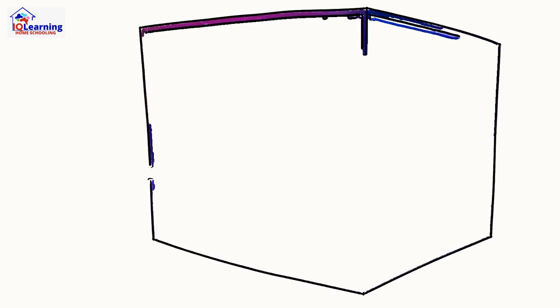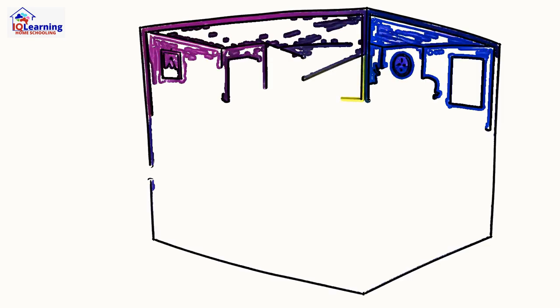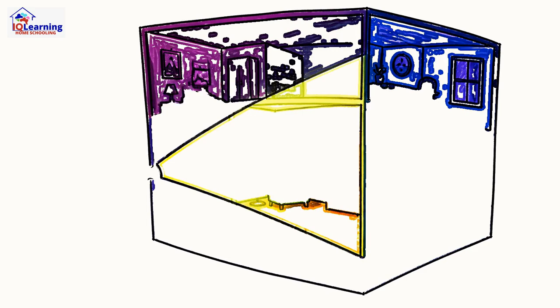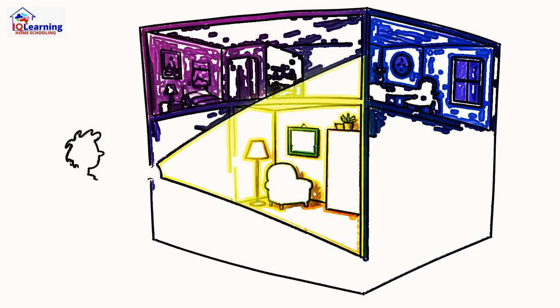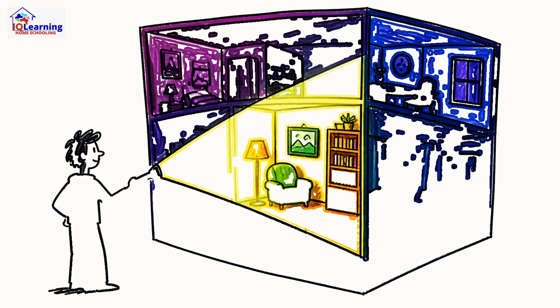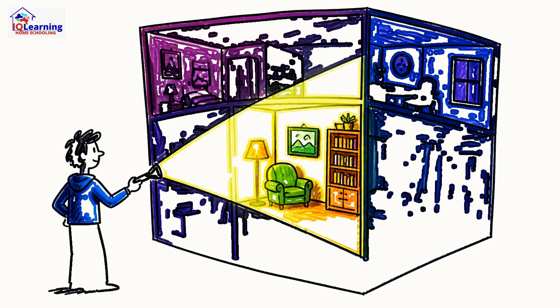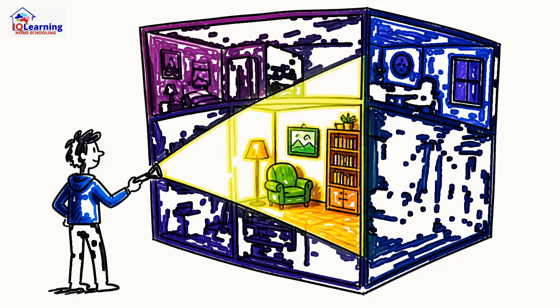If a story is a room, narrative voice is the person with the flashlight. Where they stand, what they illuminate, and how they describe it completely changes your experience. It's the single most important choice an author makes.